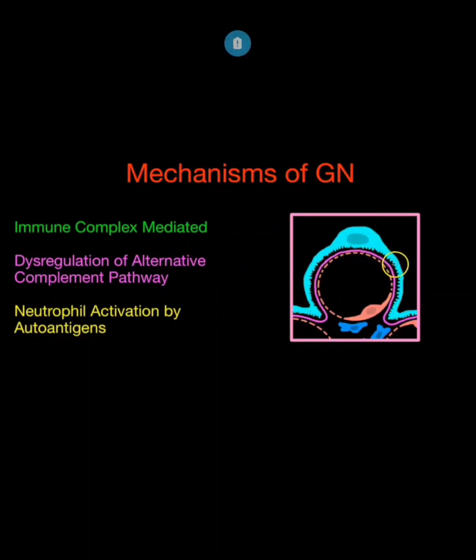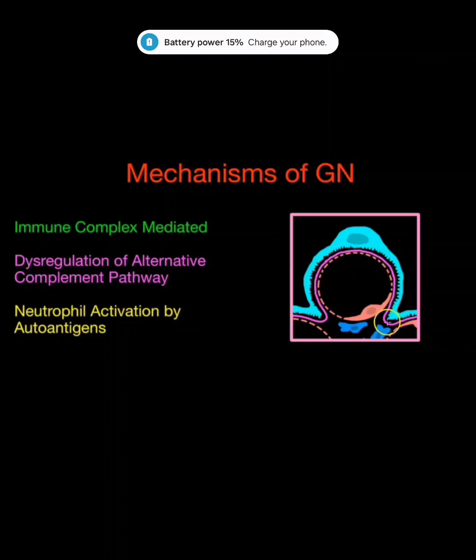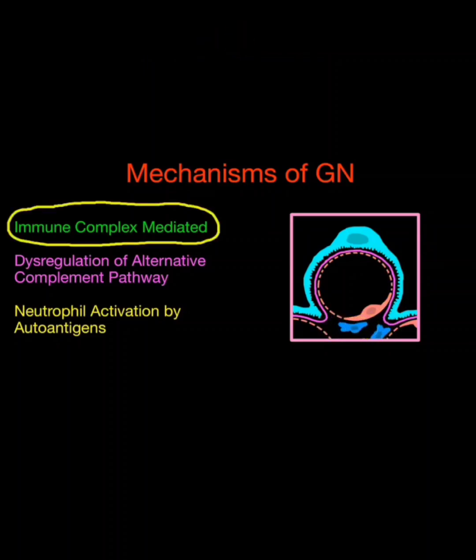And you can see these little foot processes sticking out and interdigitating with each other. And then down here is the mesangium. I've drawn a few mesangial cells, and they're sort of the glue that's holding everything together. So we're going to talk about the main mechanisms for glomerulonephritis.